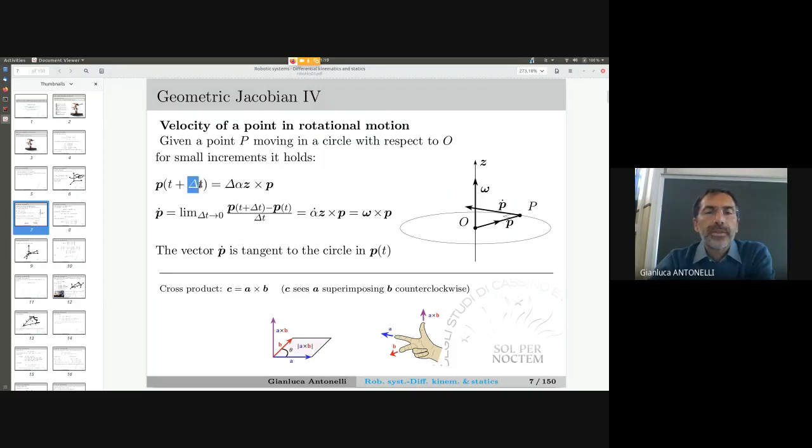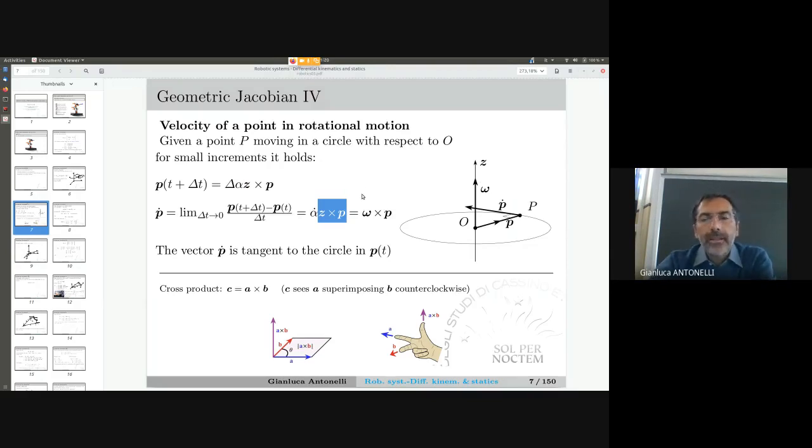Okay, so now the position after delta t can be written as the increment delta alpha, where alpha is the angle, of z, a unit vector that is orthogonal to the plane where position and velocity lie, cross multiplied by the vector position p. Okay, so this is the drawing of the relationship among those vectors. P dot is the limit of delta t going to zero, so the numerator is this one divided by delta t. If I make the computations, this is alpha dot, because delta t can be coupled with this one. This is alpha dot multiplied by the cross product of z and p.